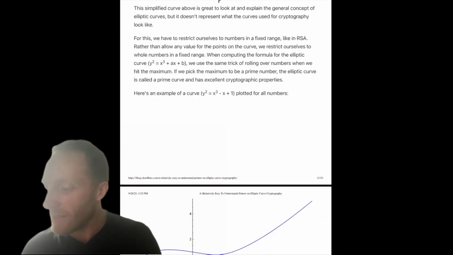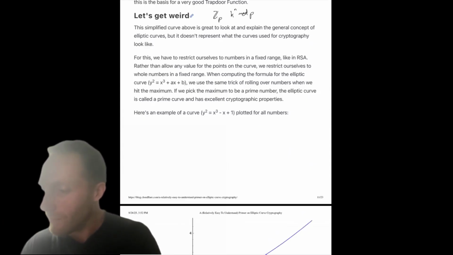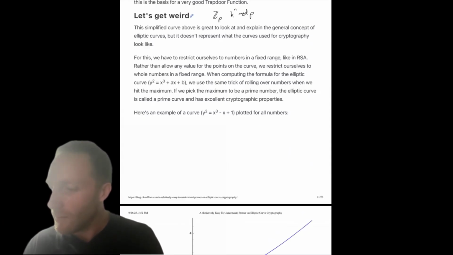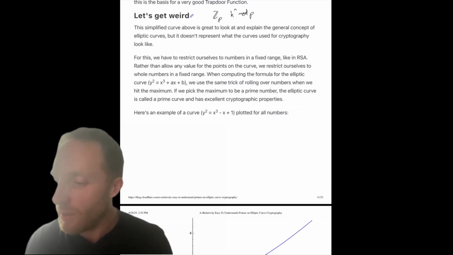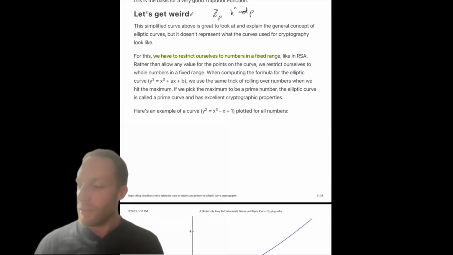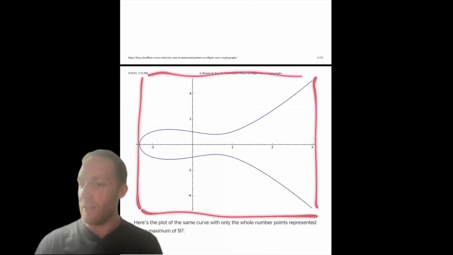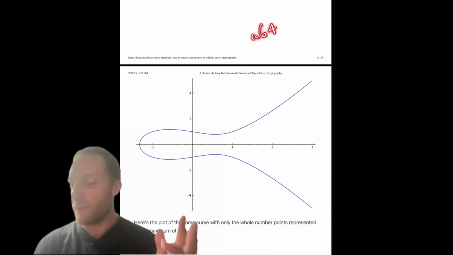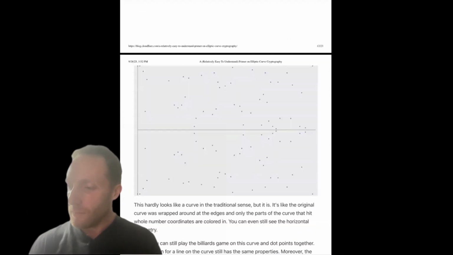Okay, so let's continue. What is he talking about here? Oh, okay, I see. Here he's getting into the computer side of things. Right, so we have to restrict ourselves to numbers in a fixed range. Now we need to work with computers, so we need to put bounds on our numbers. We're working with U64s or whatever. So that's where he's going.